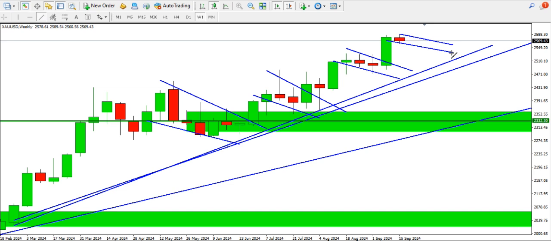We might expect another flag as price of gold keeps pushing up, forming a new all-time high. So we might expect another flag pattern formation around here if the consolidation that is currently happening around here is anything to go by.